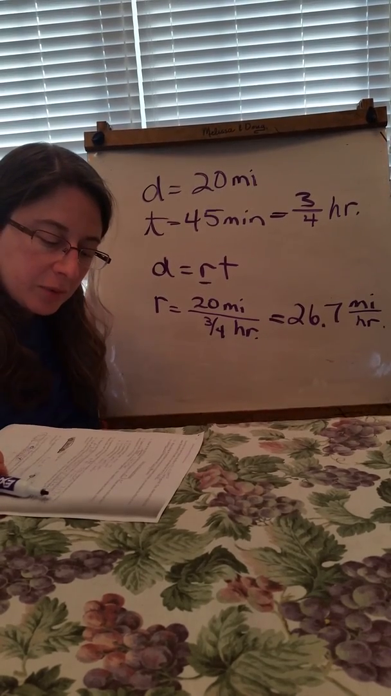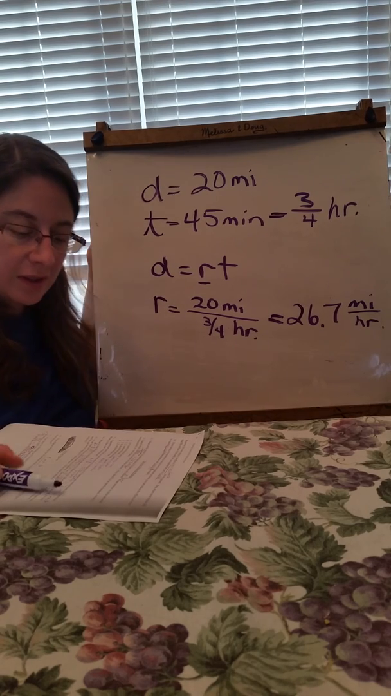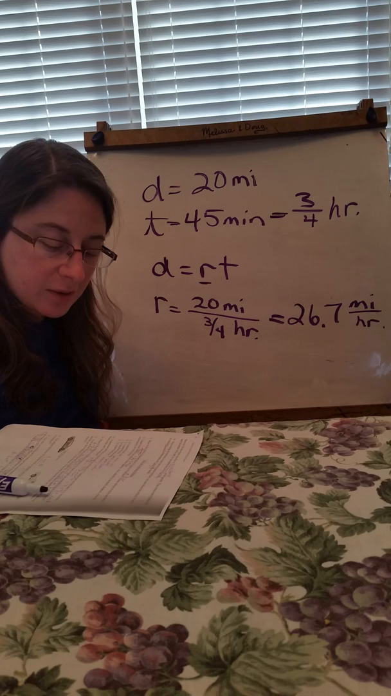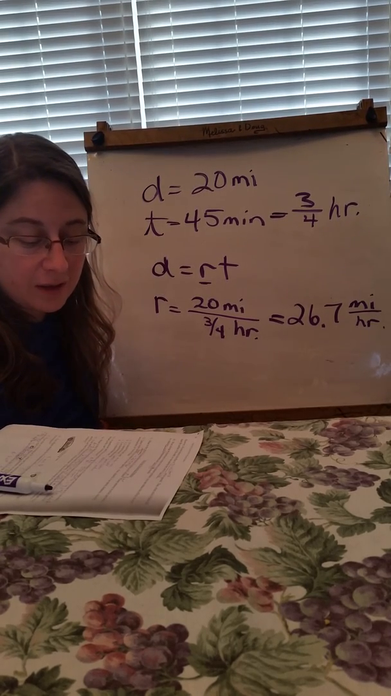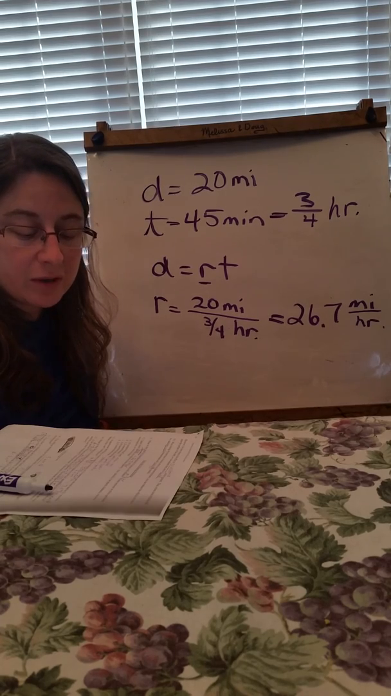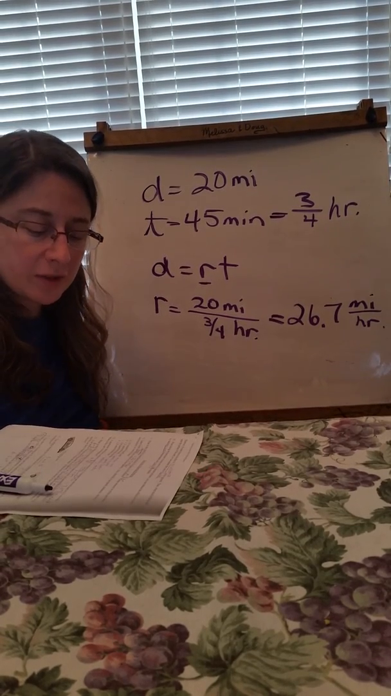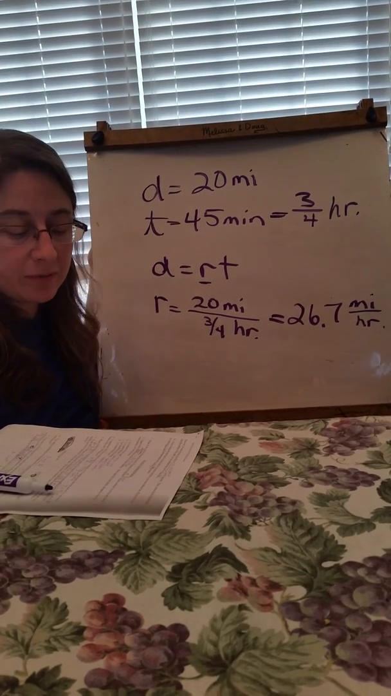Number 12, label each quantity as vector or scalar. Identify it as speed, distance, velocity, acceleration, or none. All right, so A says 10 meters per second squared north. That gives a magnitude, it gives a unit, that is an acceleration unit, meters per second squared, and it gives a direction, so that's acceleration. It's a vector quantity.